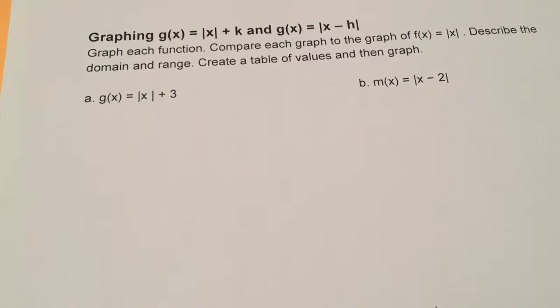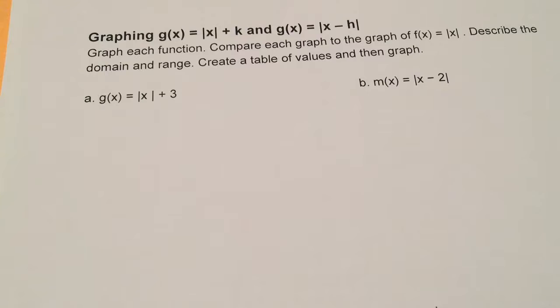Okay, so now we're on the next page. It says graphing g of x equals the absolute value of x plus k, and g of x equals the absolute value of x minus h inside of the absolute value sign. So we're going to talk about these two functions. It says to graph each of these functions and then compare each graph to the graph of f of x equals the absolute value of x.